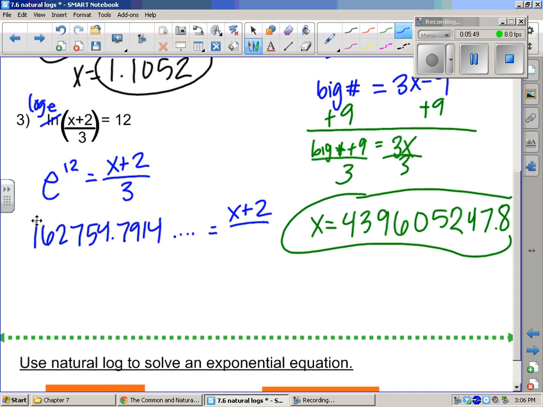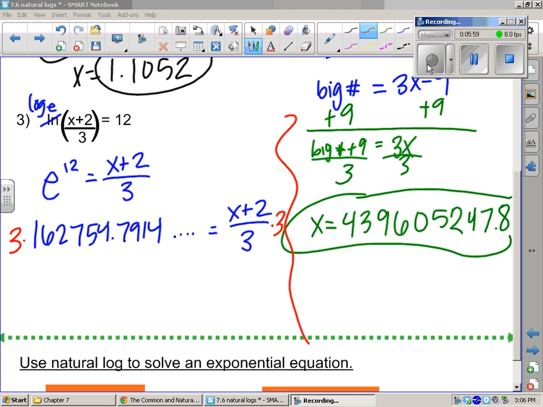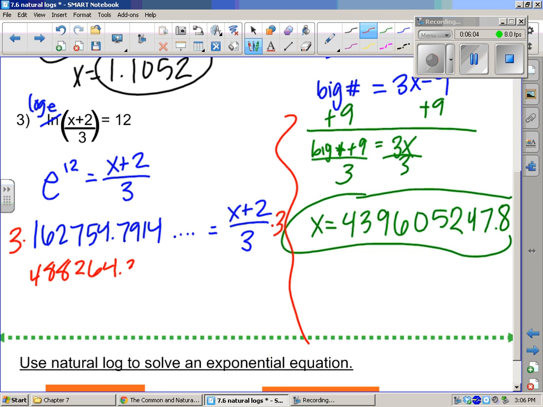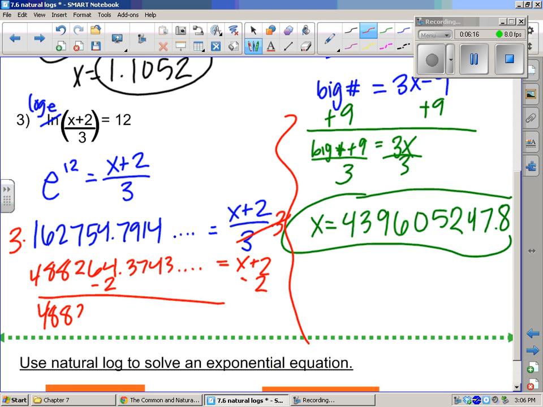So should I just leave it in there, or should I round at this point? No, always leave it in there. All right, what's next? So then we multiply by 3 and leave that big number. And we should get 488,264.3743... And then the last step is subtract 2. So that only changes this to a 2. So 488,262.3743. And that is our final answer, rounded to the 4th place.